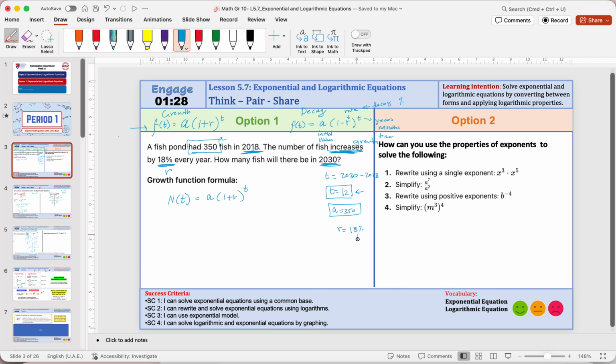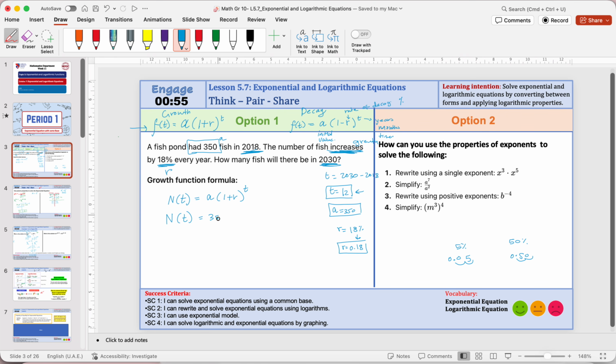Please change it to a decimal. So put 18% in your calculator, or if you know how to change percent to decimal, you're going to get just 0.18. If it was 5%, it's going to be 0.05, move the decimal point twice. If it was 50%, it's going to be 0.50, move it twice. This is how you change from percent to decimal. This is the rate, so I wanted the rate in decimal. Now plug it in, that's it.